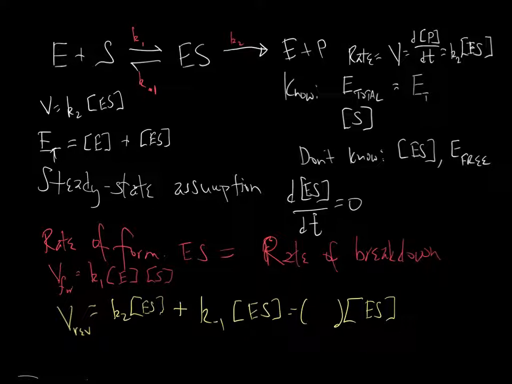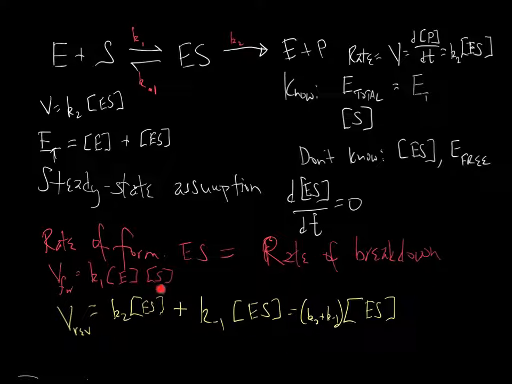And you get K2 plus K minus 1, which I didn't leave myself much room, so hopefully you left yourself more room. And the reason why I want to do that is, remember up here we have the ES by itself. So we want to try to solve for ES. Now, based off of this right here, where the rate of formation has to equal the rate of breakdown, remember, we know ET and we know S. We're trying to find ES, essentially. We can now start putting these things together.